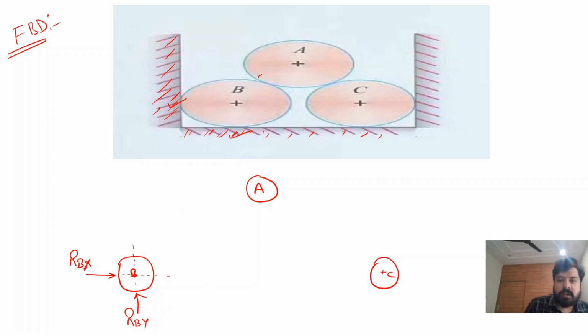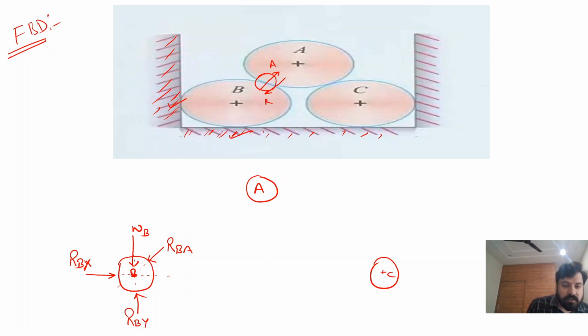Now there is also a contact between A and B. So B wants to push A, which is the action force, then A also applies a reaction force to B. So there will be a reaction force at the contact point between A and B. This is the reaction on B by A. Its line of action again passes through the center. Then there is the weight of B which acts in the downward direction. This is the free body diagram of B.